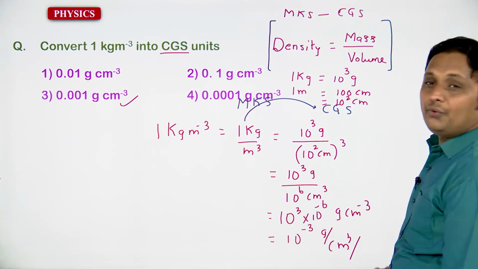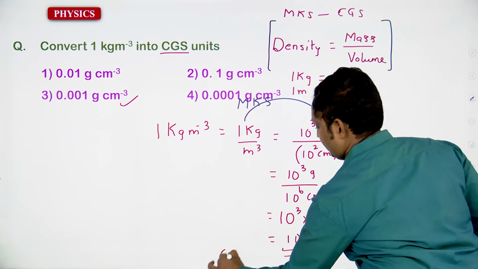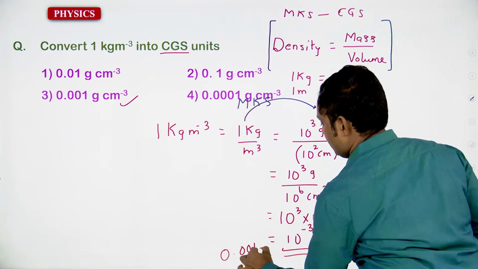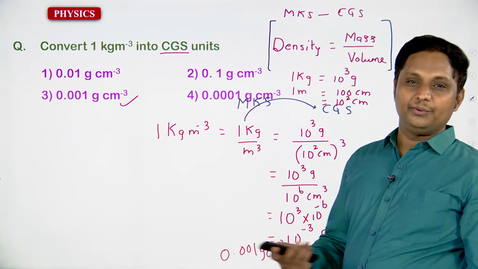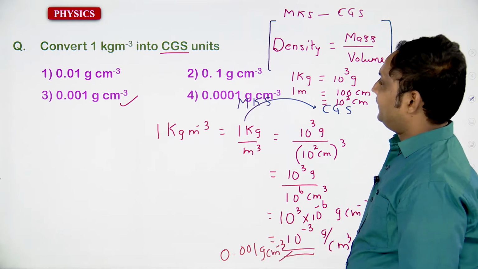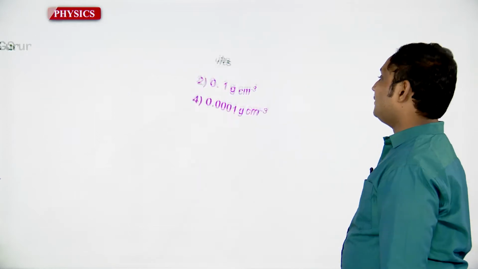Okay, let's go for another one. This is the case. You would like to get 0.001 gram per centimeter cube. Very simple. This is the basic model question. You can get the answer. It's very clear. Now let's go for another one.